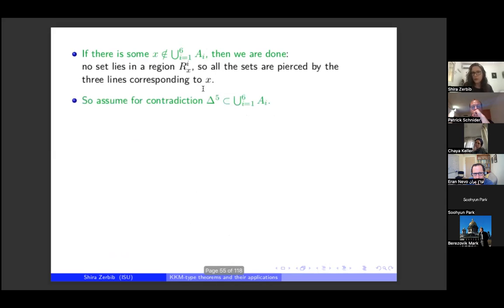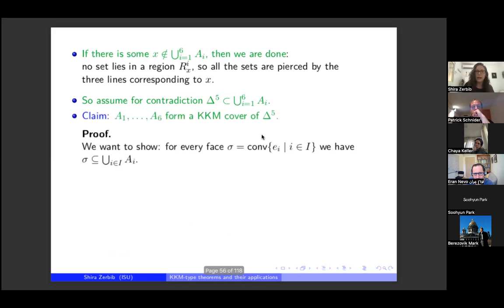Okay? So assume for contradiction that this is not the case. So for every X, X lies in some Ai. Or to say it differently, delta 5 is contained in the union of all the Ai's. Okay, so I claim that in this case, A1 to A6 form a KKM cover of delta 5. So let us prove this.